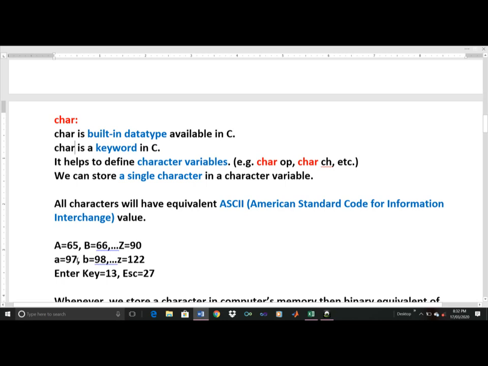For lowercase a, 97 is the ASCII value. For b, 98. For small z, 122. Whenever we press the enter key, one signal will enter into a computer system which is equivalent to the ASCII value 13. The escape key has an equivalent ASCII value, that is 27.